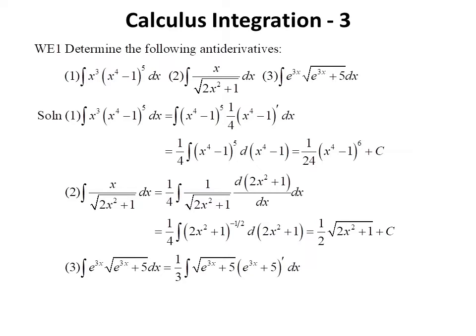In question 3, since the differentiation of e^(3x+5) equals 3 times e^(3x+5), the antiderivative can be written as 1/3 times the integral of the square root of e^(3x+5) times the differentiation of e^(3x+5) dx, which is simplified to the integral of (e^(3x+5))^(1/2) d(e^(3x+5)), which equals 2/9 times (e^(3x+5))^(3/2) + c.